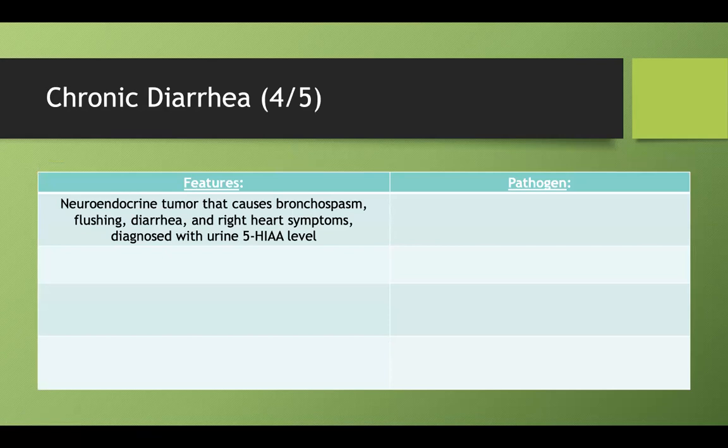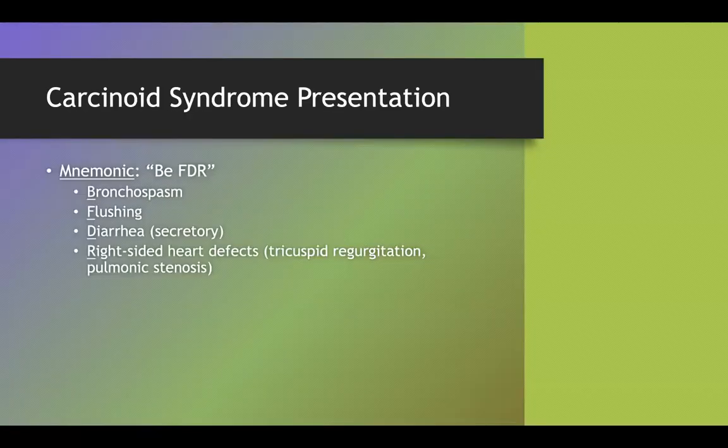Let's talk a little bit about some neuroendocrine tumors that can cause chronic diarrhea. So what neuroendocrine tumor will cause bronchospasm, flushing, diarrhea, and right heart symptoms? And it's diagnosed with a urine 5-HIAA level. So now we're talking about carcinoid syndrome. And here's our BFDR mnemonic that we use. The diarrhea is a secretory diarrhea, which means you'll have a decreased stool osmolar gap because everything's just being thrown into the lumen, including sodium and potassium.